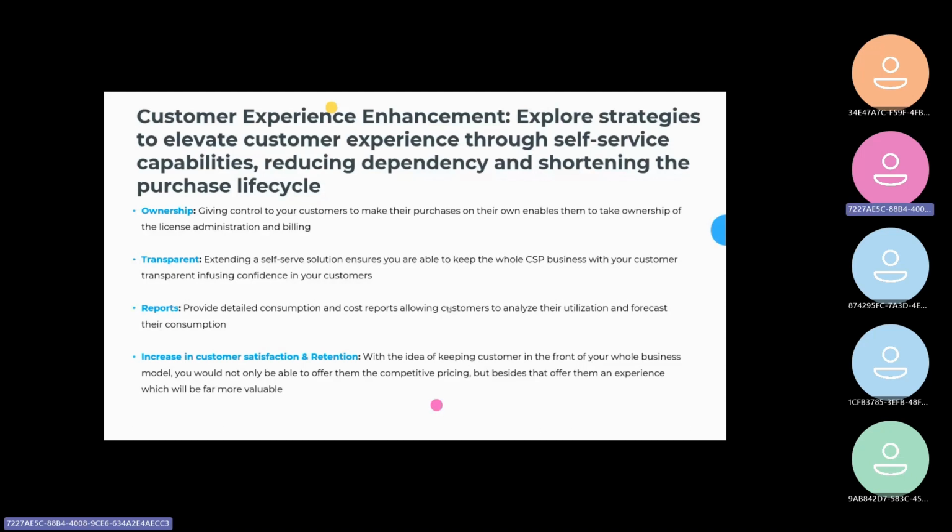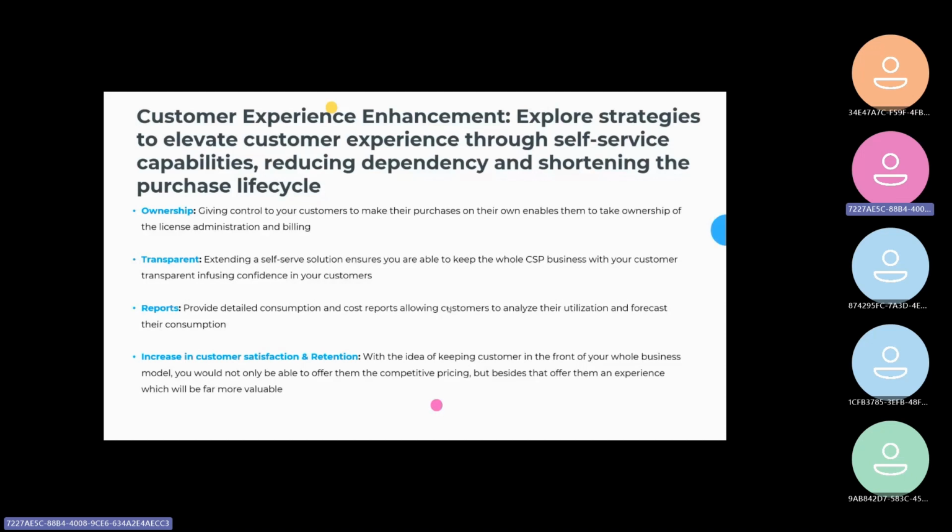The detailed consumption and cost reports will be available for the customers to analyze their consumption and their forecast as well. The data that the customer will have access to will then enable them to probably even identify what new licenses they may want to purchase. And at the end of the day, all this ensures that the customer will, of course, have the whole business model aligned with the respective partner as well.